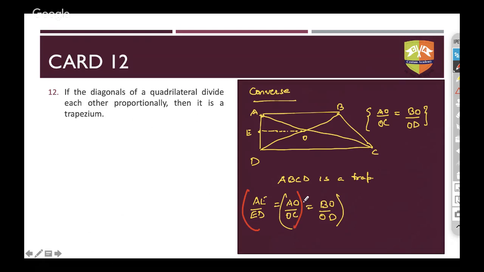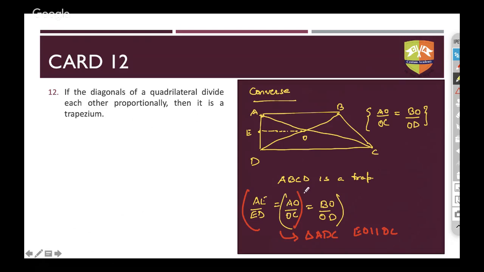You have to take these two ratios, and then by converse of BPT, in triangle ADC, what happens? EO becomes parallel to DC, isn't it? By converse of Thales theorem.